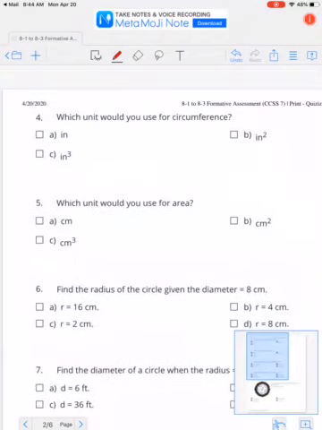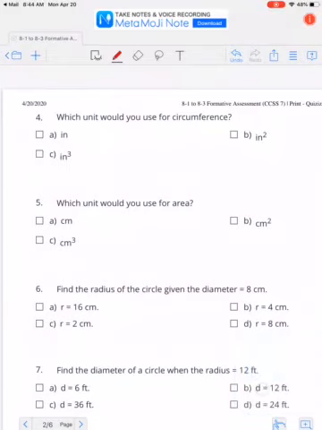Okay, number 4, it says, which unit would you use for circumference? So you could either have inches, inches squared, or inches cubed. So if we go through these, inches squared is going to be for area. Inches cubed is for volume. You might be wondering why.